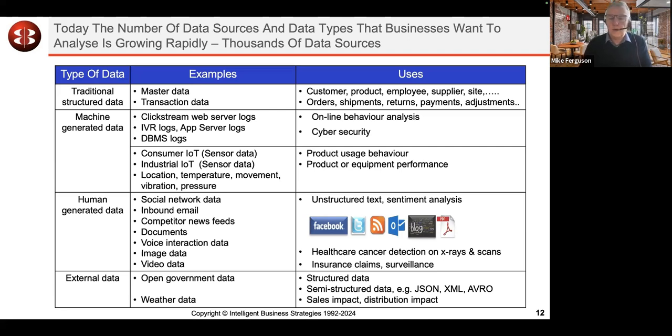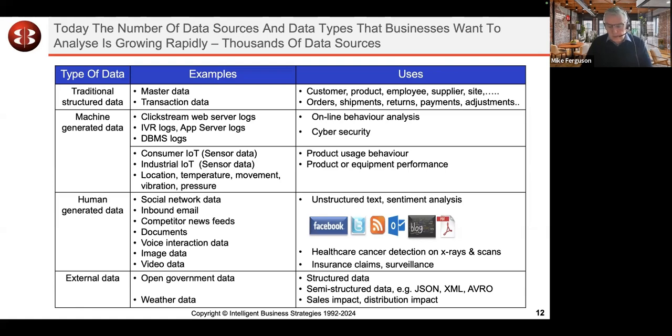All of that going on, and photographs, videos, dash cams coming in, videos coming into insurance companies on a claims process. We've got all of this going on, plus all of the external data that you're buying in to complement what you already have and what you already know from your own data sources.